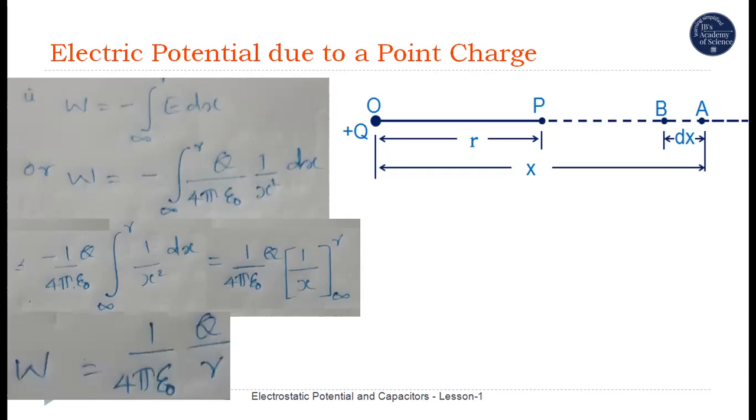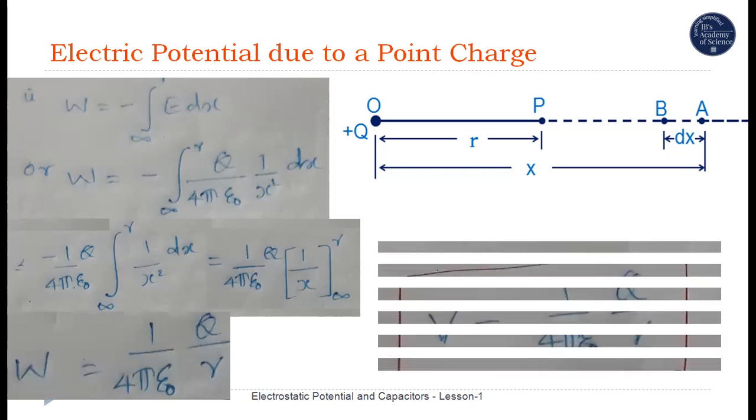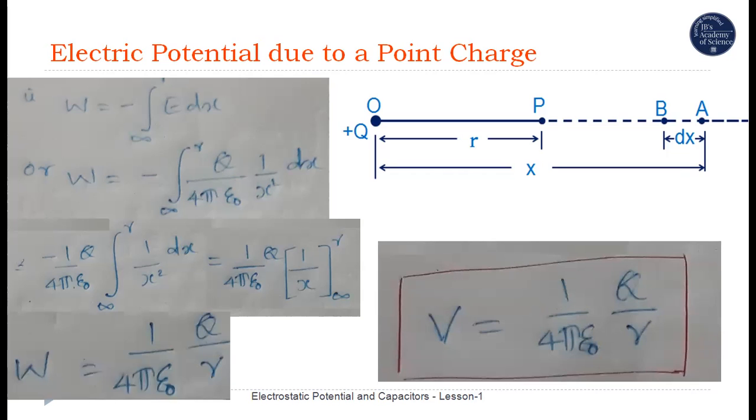Applying the limits, W, the whole work done, is equal to 1 by 4 pi epsilon 0 Q by R, because the work done in bringing the charge from infinity to this point P is nothing but electric potential. So V is equal to 1 by 4 pi epsilon 0 Q by R.